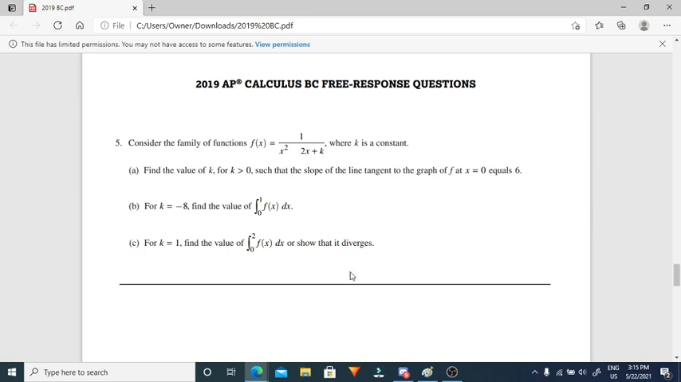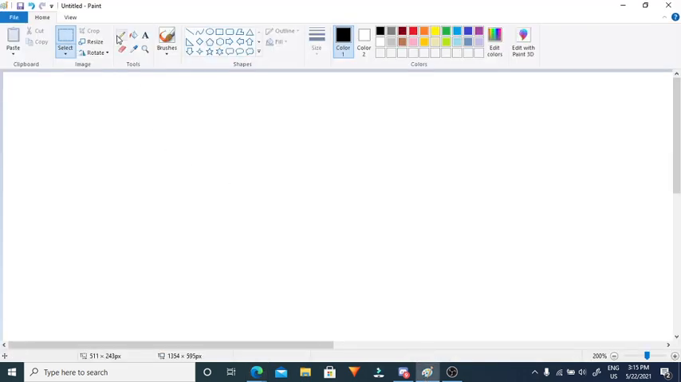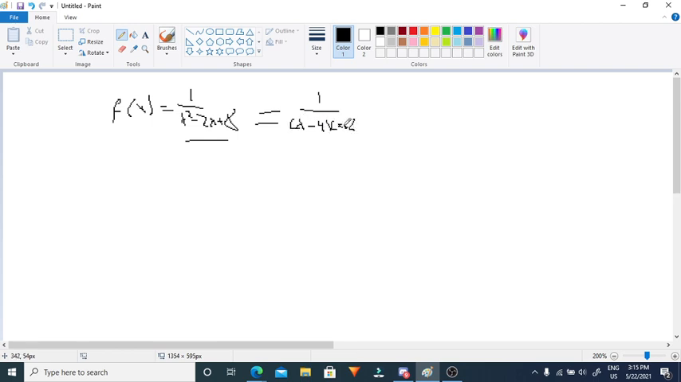B, for k equals negative 8, find the value of the integral from 0 to 1 of f of x dx. So f of x, we know k equals negative 8, is going to be 1 over x squared minus 2x plus 8. We can factor out this denominator. So it's going to be 1 over x minus 4 times x plus 2, and we're going to take the integral of this from 0 to 1. Okay, so in order to take the integral of this, what we're going to do is separate this fraction.